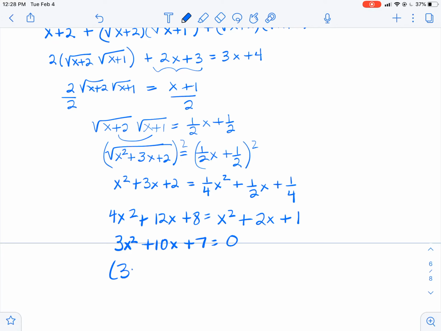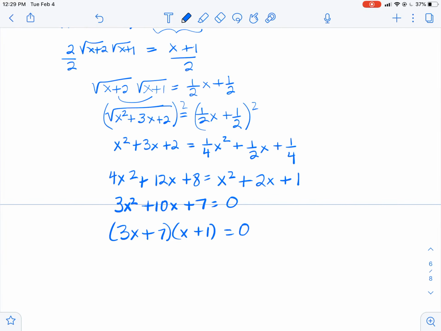Okay, so 3x plus 1, x, whoops, no, 3x plus 7, right? Try that. x plus 1. Yep, that works. Okay, and so x equals a negative 7/3 and a negative 1.